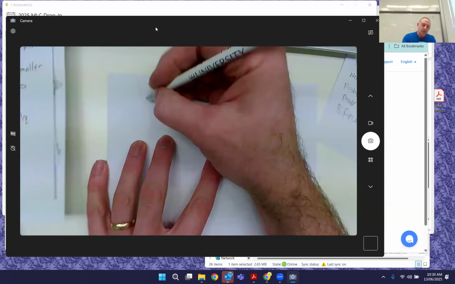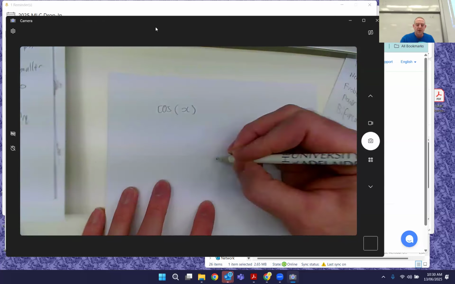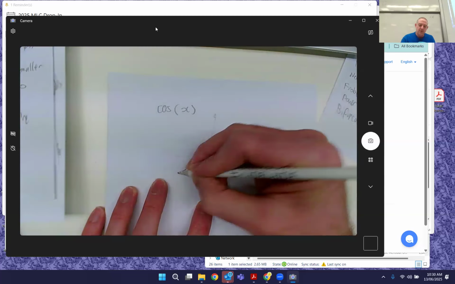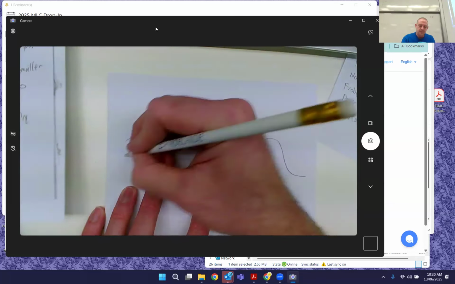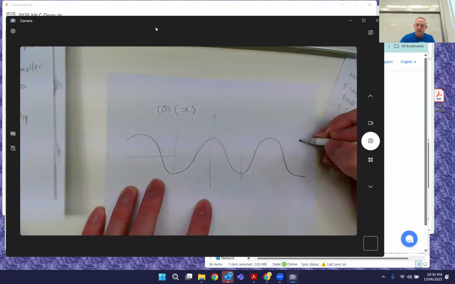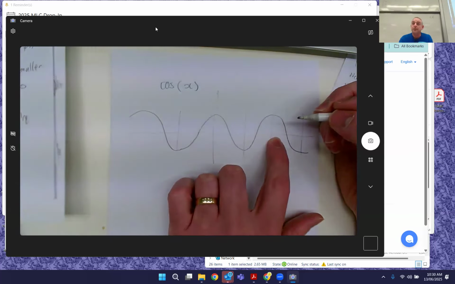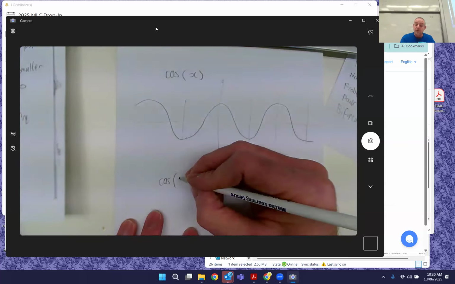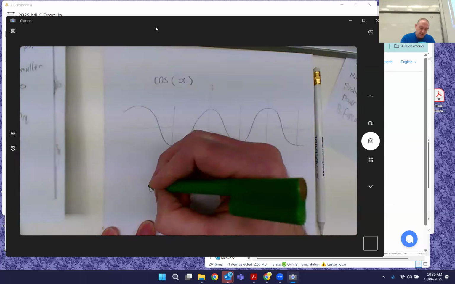Okay, so I'm just going to do it with cos x first. So if I have cos x, that's a full period of cos x there. And then it does that again. And it takes 2 pi to get an entire period of cos. But if I have just, for example, cos of 2x, that happens twice as fast. I will write that one in green.